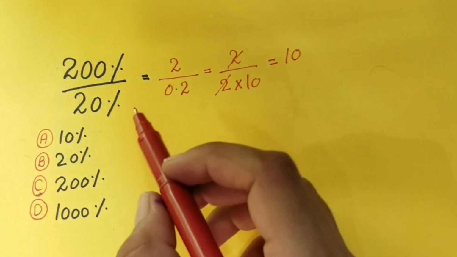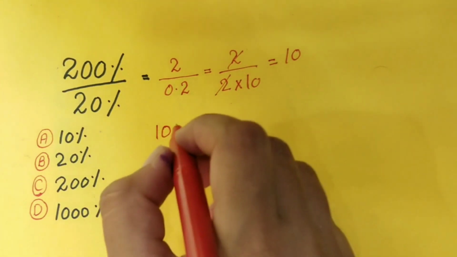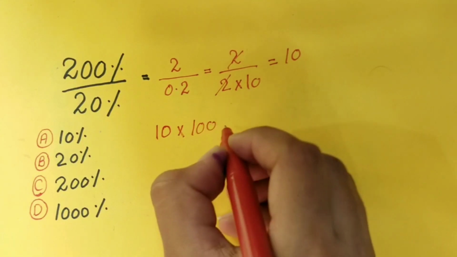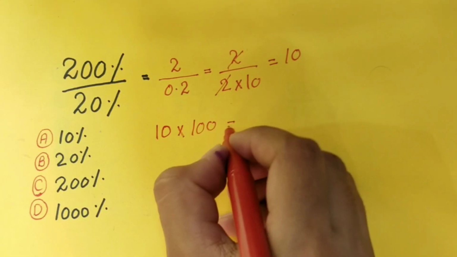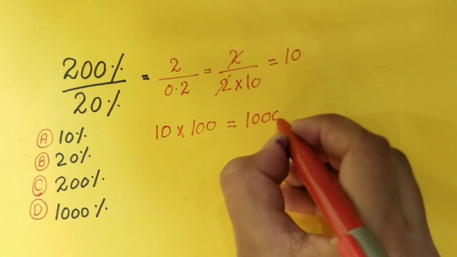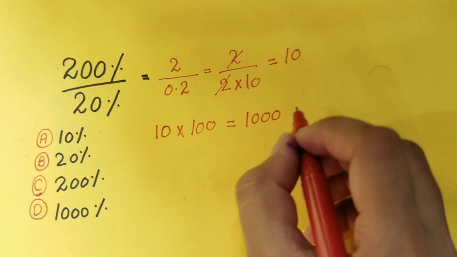We just multiply 10 times 100, and that is equal to 1000%. So that's your answer.